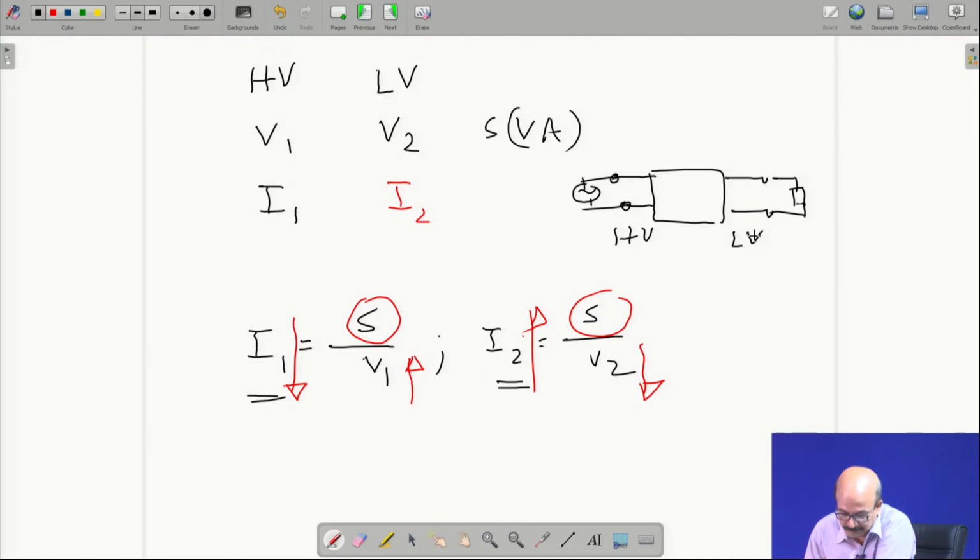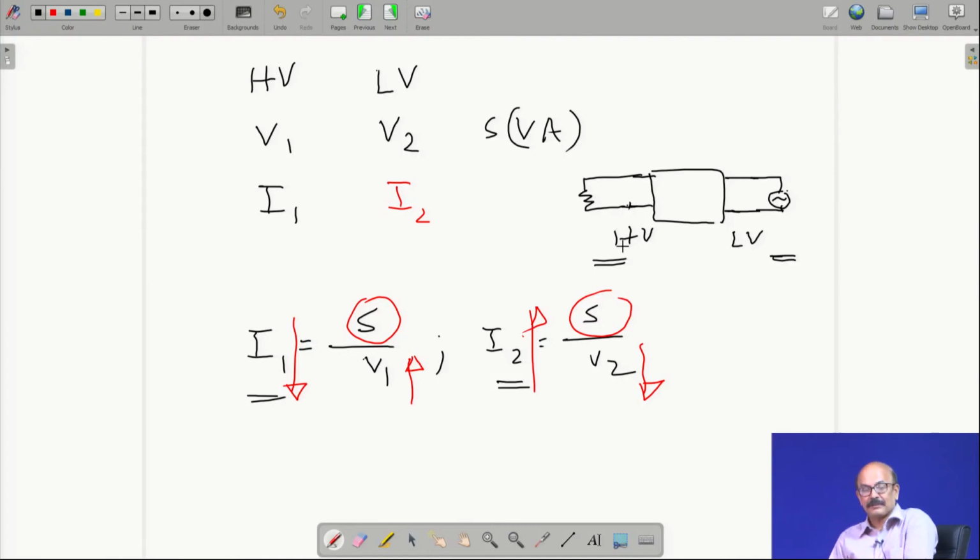Obviously, you can make it different. So, this part you can remove, this part you can remove, and you can put it the other way around. You can put the source on this side, and the load on this side. In this particular case, which side is the primary side? Which side is connected to the source? So, this is now the primary side, and this is now the secondary side. But note, the low voltage side and high voltage side have their identity intact.